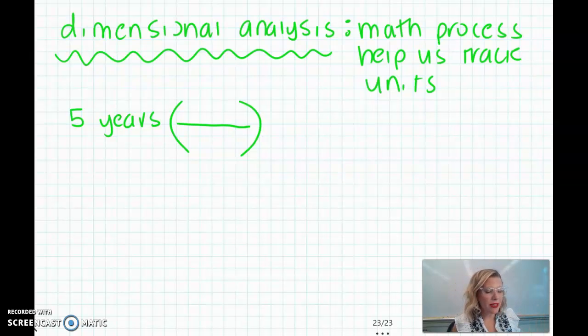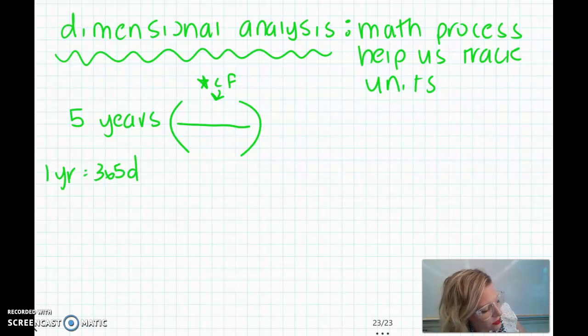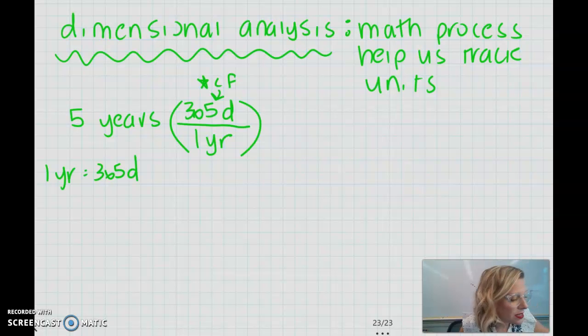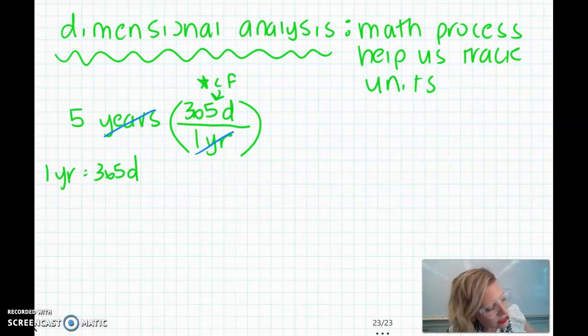So when we're doing dimensional analysis, we want to set it up. This is our conversion factor, right? That goes into here. And we know that for every 1 year, we have 365 days. Now, we want the years to cancel, and we want to end up with days as our unit. So how do we set this up? We're going to set this up by saying for every 1 year, we have 365 days, okay? This allows us to cancel our years unit and end up with days as our unit.